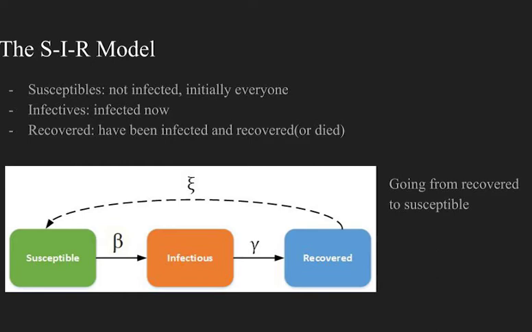Next, we have the recovered. These are the people that have been infected but also recovered or deceased. As you can see, gamma is the variable we use to show the transition between infectious to recovered. And then finally, we have another variable with a dotted line for xi. This is to show the transition between getting infected, recovering, and then getting the virus again.